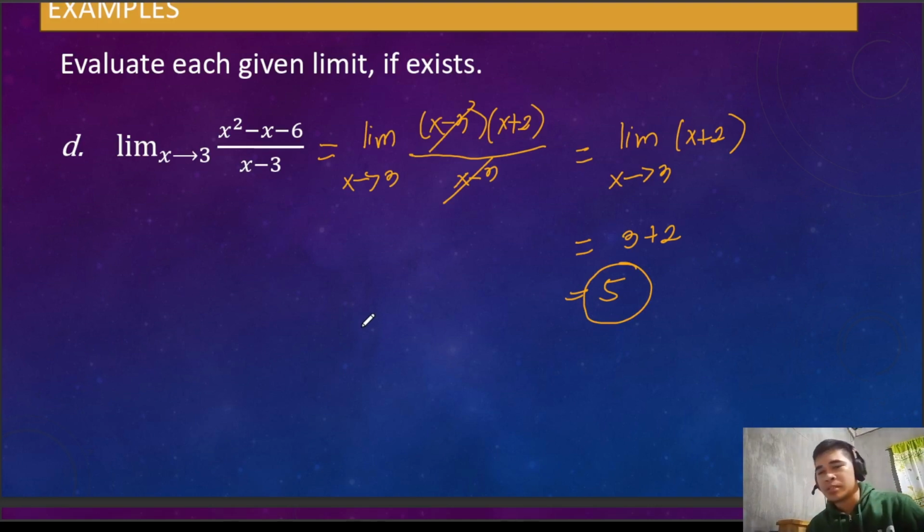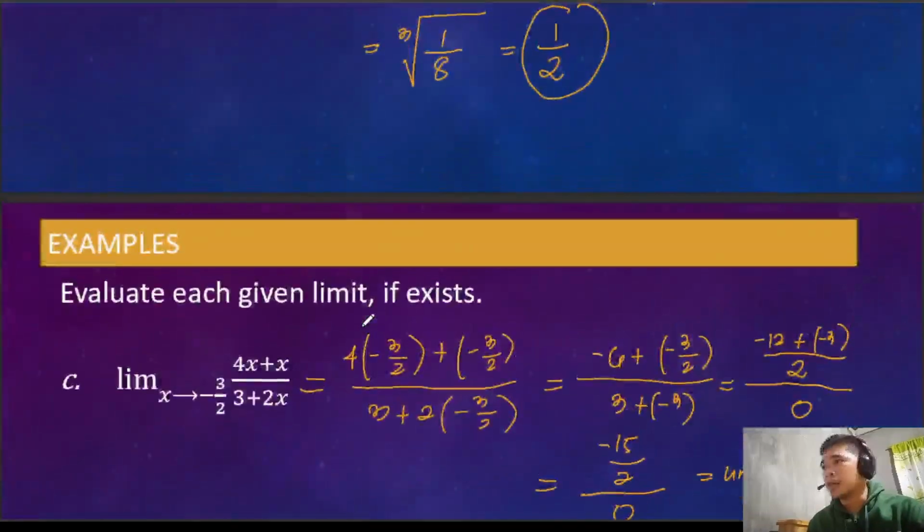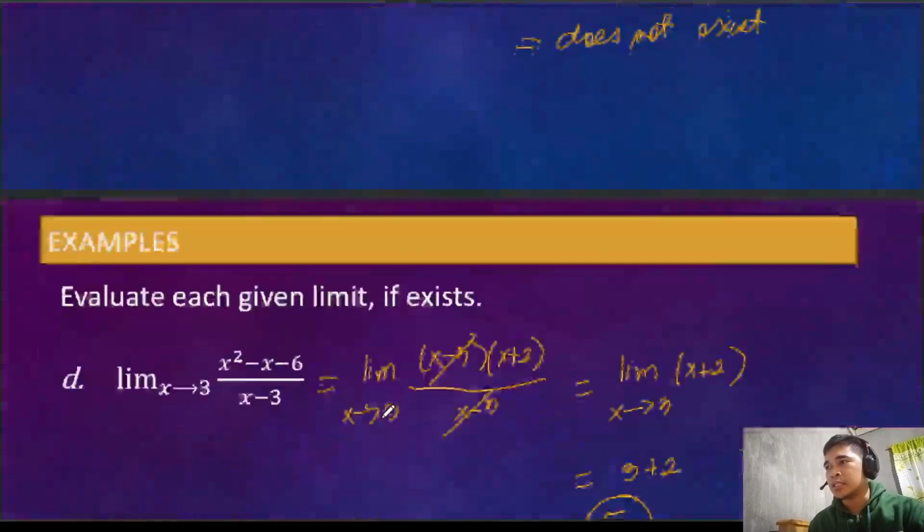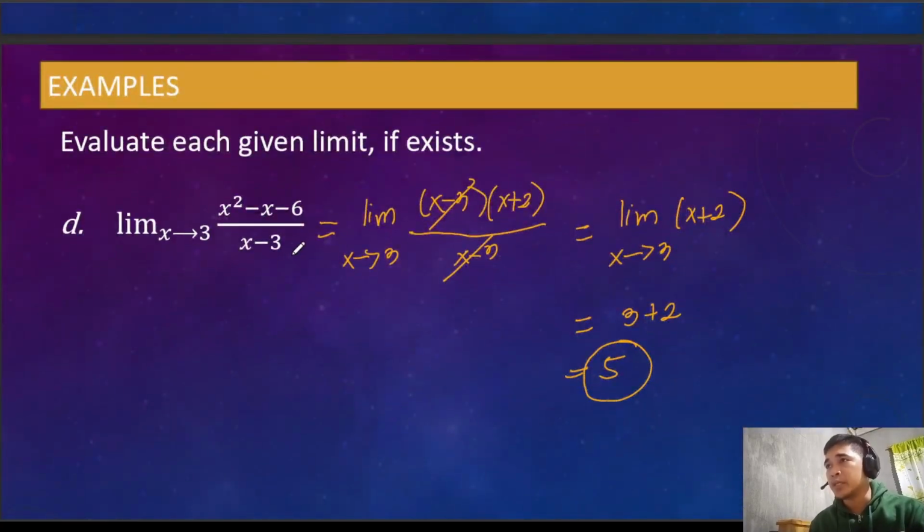If, as in the example above, we cannot factor this one, so that is does not exist. Here we can find other ways. We are going to get the limit.